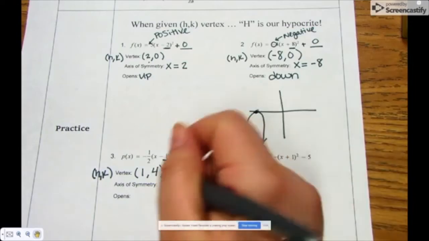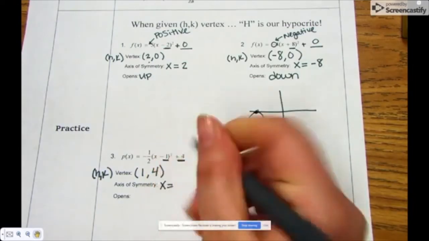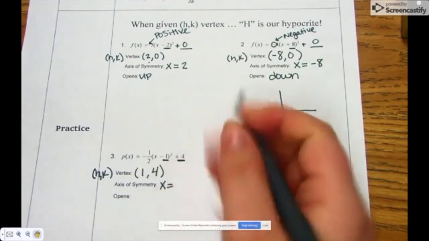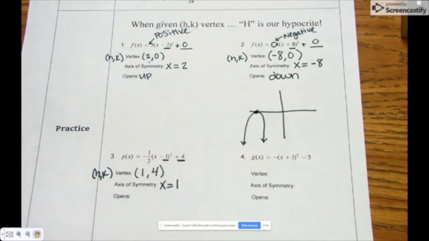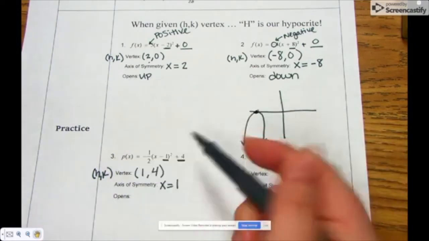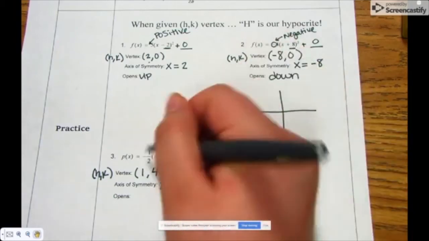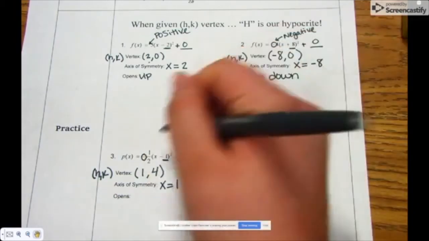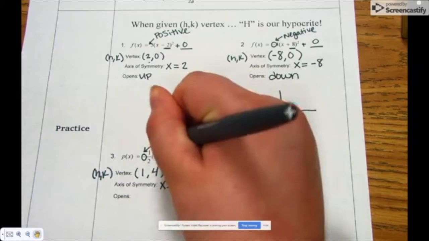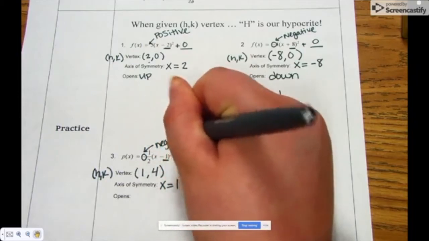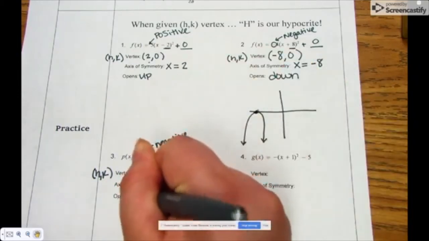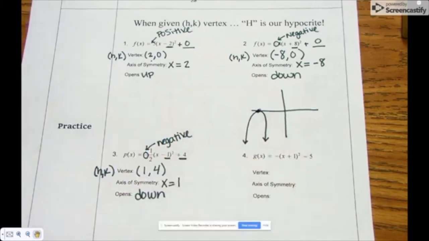My axis of symmetry is just x equals the x value of my vertex, so 1. And then I look at the front of my equation to see if it opens up or down. This one has a negative, which tells me it's going to open down.